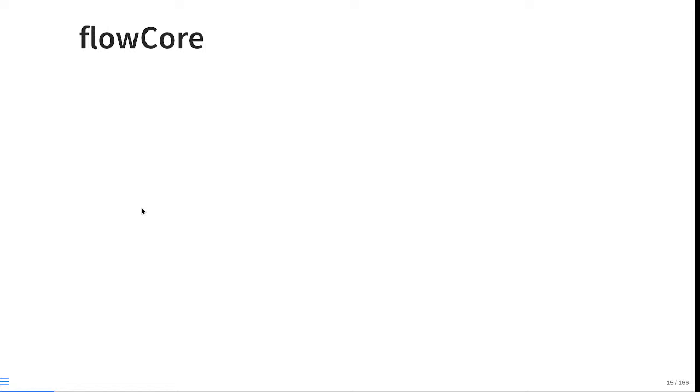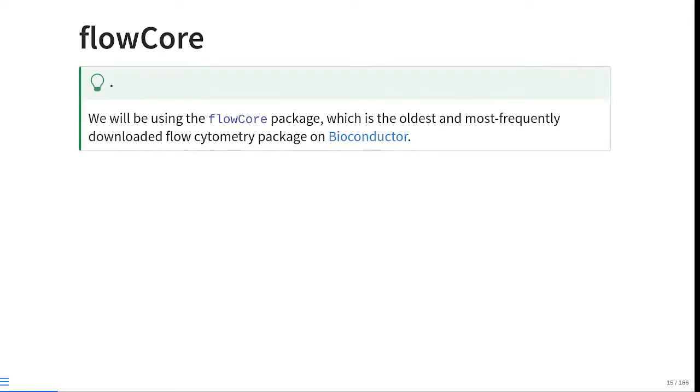Today, we're going to be introducing a new R package that we're going to be working with, specifically the flowCore package. flowCore is the oldest package for flow cytometry available via the Bioconductor project. It has been on Bioconductor for 19 years now, and it's one of the most widely downloaded packages on the flow cytometry side.